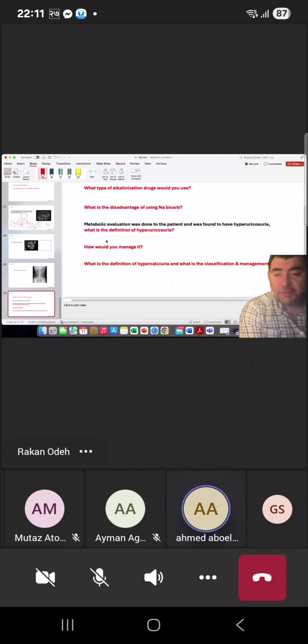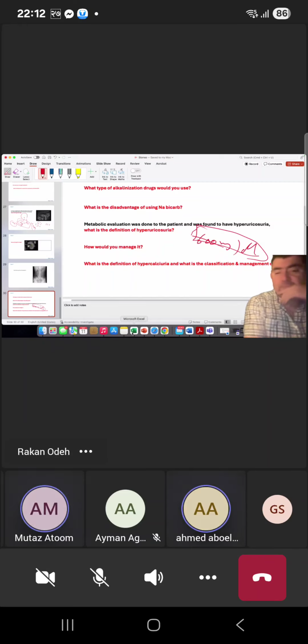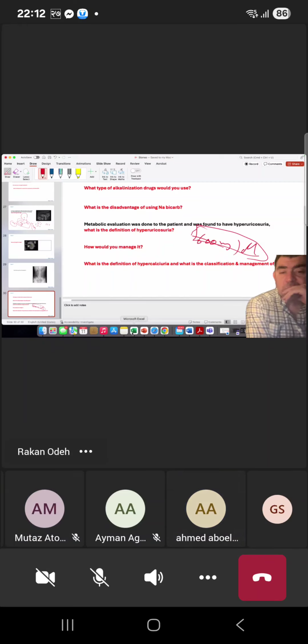So metabolic evaluation was done for this patient and he was found to have hyperuricosuria. What is the definition of hyperuricosuria and how would you manage it? Hyperuricosuria is uric acid of more than 200 milligram per 24-hour urine collection. Is it 200 or 600 maybe? I think maybe around 200. I can't remember. Okay, we'll double check. That's fine. 600. Okay, lovely. Thank you.